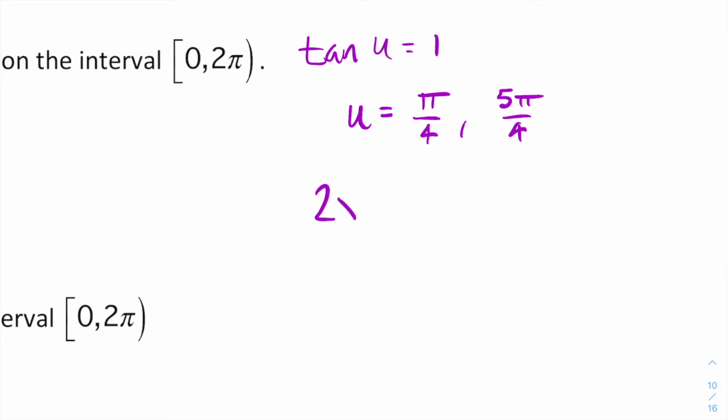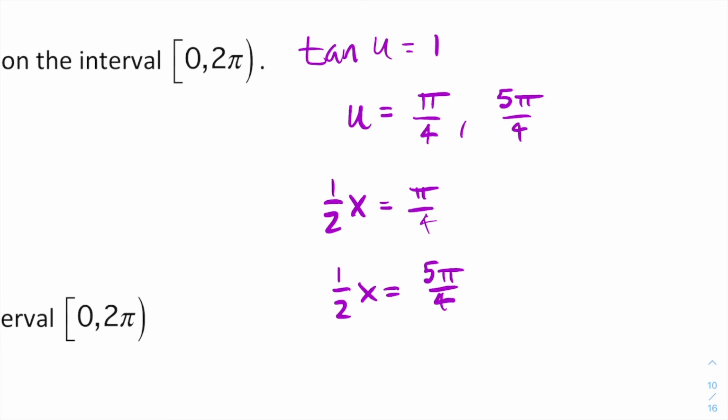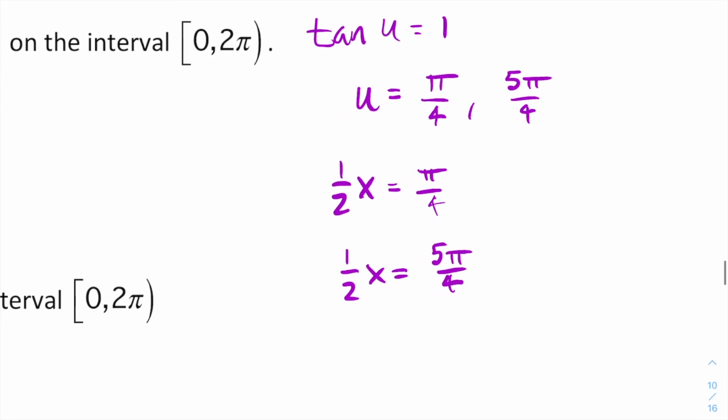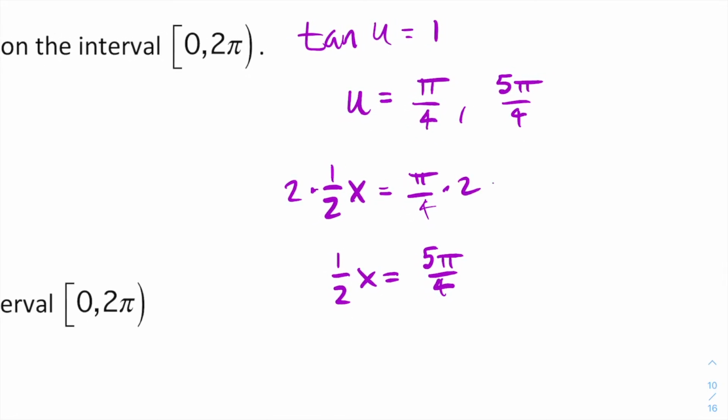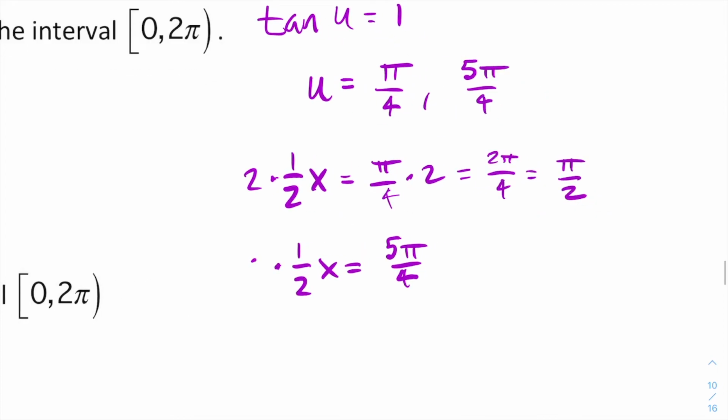So anyway, since you have 1/2 x is equal to that, we're going to need to multiply on this one. You're going to need to multiply both of these by 2. If we multiply both sides by 2, this will be 2 pi over 4, which is pi over 2. So that's one of your answers right there. This other one, watch this, this will be kind of weird. This will be, let's see here, 5 pi. Actually, I'm sorry, 10 pi over 4.